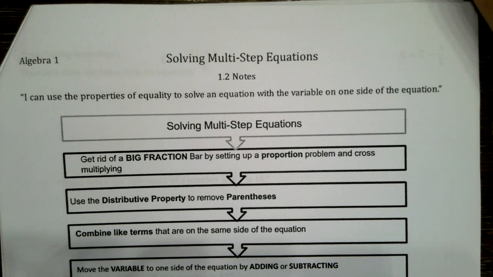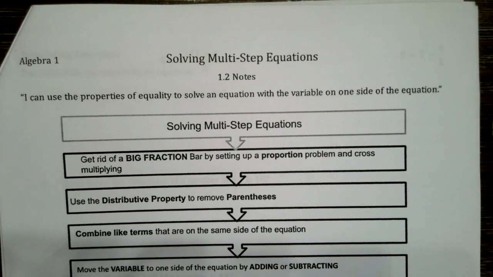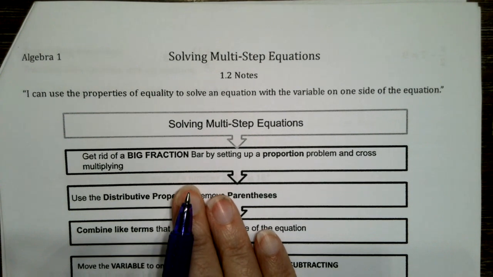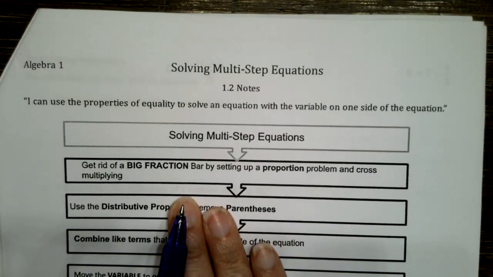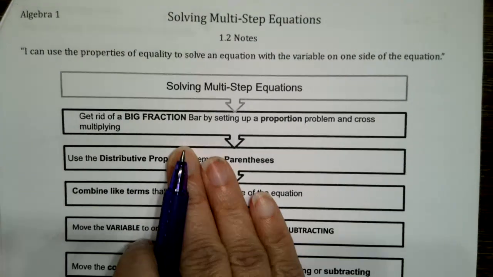Hey guys, today we're going to talk about being able to use properties of equality to solve an equation with variables on one side of the equation. In order to do this, there's multi-steps that we can use to solve these equations. The very first step is to get rid of the big fraction bar by solving a proportion and cross multiplying. We're not going to really use that step today.